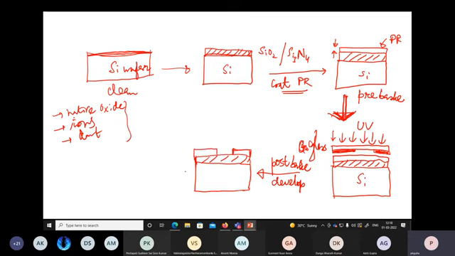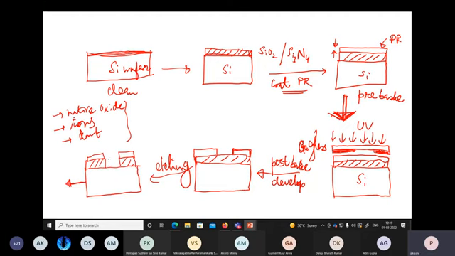Then you etch. Etching means cutting or removing. Etching of the oxide layer. If you etch, then we will have oxide layer here, and on top of that there is resist, and you remove the oxide layer from here, maybe using buffered HF. There are different etchants that can be used to remove oxide. If it is silicon nitride, there are different etchants to remove silicon nitride and so on.